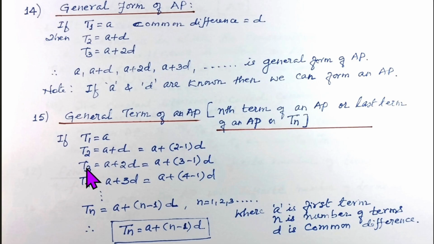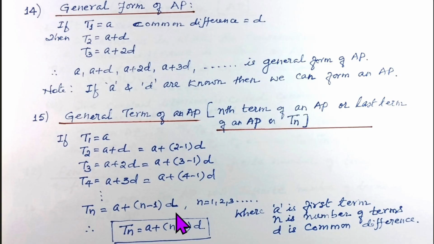When the subscript is 3, then it is A plus 2D. When the subscript is 4, it is A plus 3D, that is 1 less than 4. So on, if we continue up to Tn, then if the subscript is n, A is the same, A plus the 1 less, that is n minus 1 into D. Therefore the nth term, the last term, the general term of an AP is Tn is equal to A plus n minus 1 into D.